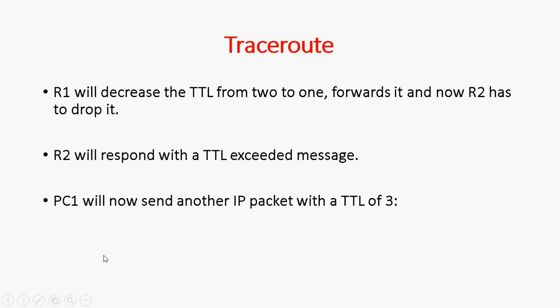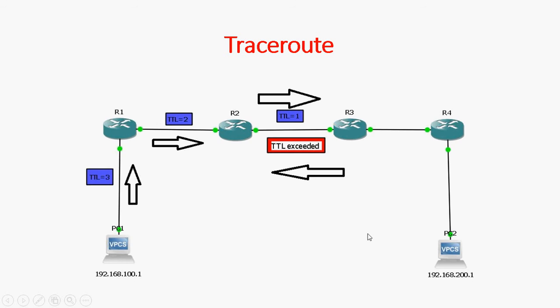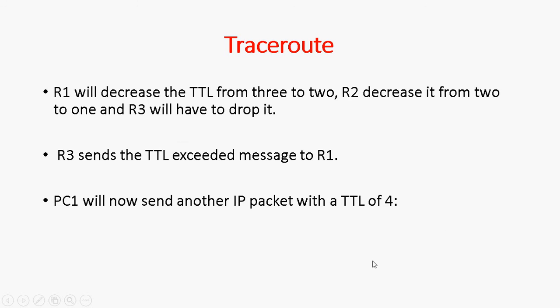So PC1 will now send another IP packet with a TTL of 3. So now the packet is received by R1, then R1 forwards to R2. Before forwarding it reduces by 1. Now the TTL value is 2. R2 receives that IP packet and reduces it by 1. The TTL value is 1 and it forwards to the R3 router. So the R3 router tries to forward to R4. So before forwarding it will reduce by 1. Now the TTL value is 0. So the R3 router drops the packet right away, and it will send a time exceeded message to R1. So PC1 will now send another IP packet with a TTL of 4.